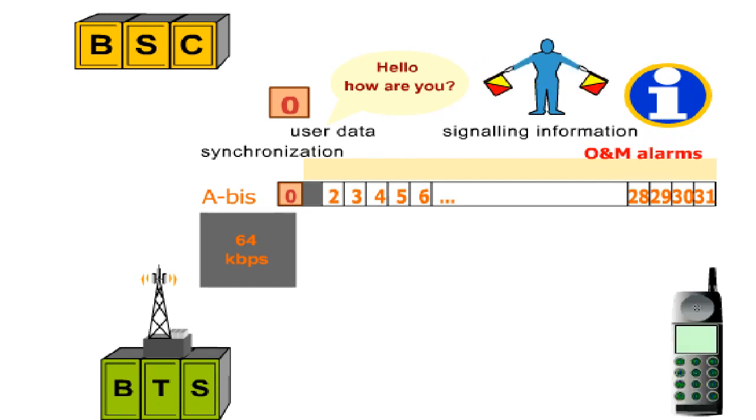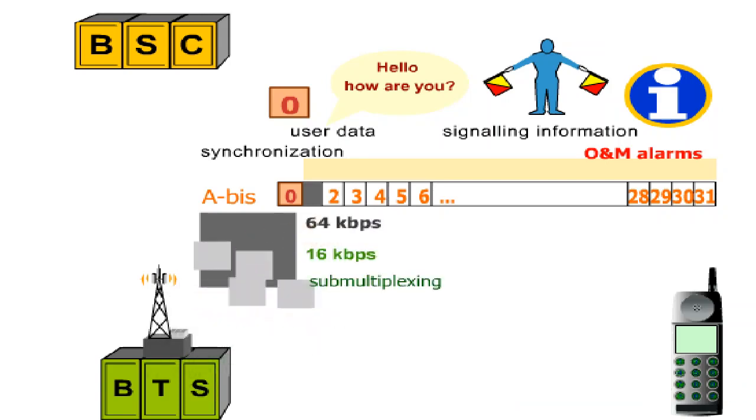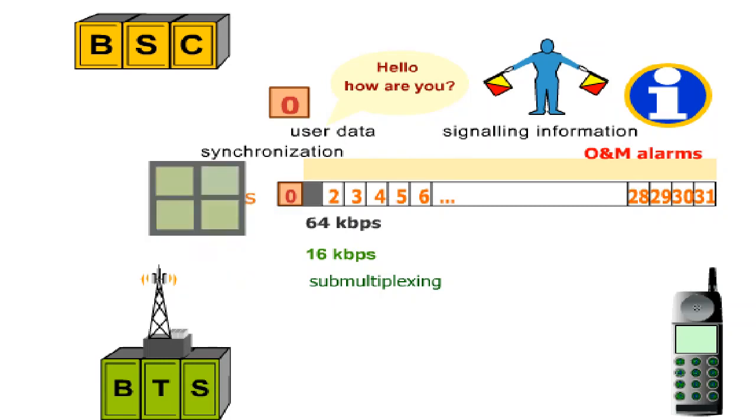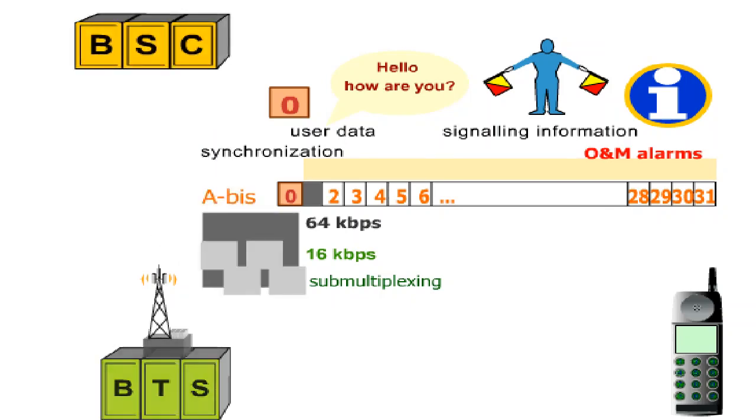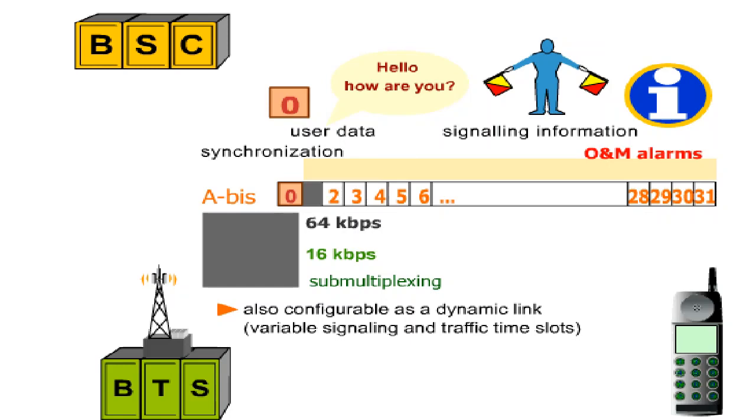In the uplink, 4 traffic channels of 16 kilobits per second each are submultiplexed and transmitted from the BTS to the BSC in a physical A-bis time slot. The same happens in the downlink, only in the opposite direction, that is, from the BSC to the transceivers of the BTS. Today's BSC-BTS connection can also be configured as a dynamic link, with variable signaling and traffic time slots, according to the current traffic situation.